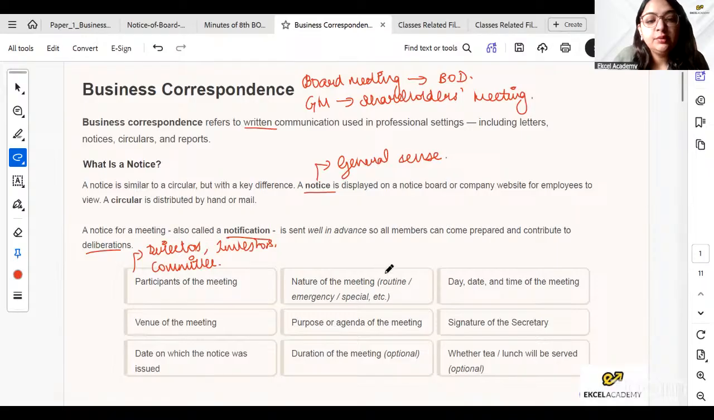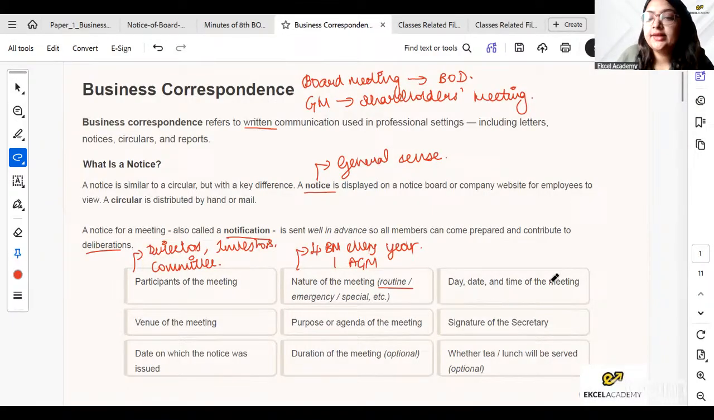Next, nature of the meeting. Is it routine? Is it emergency? Is it special? So what do you mean by routine meetings? In India, the Companies Act 2013 says that you need to hold four board meetings every year. Four board meetings every year need to be held by every company, and one AGM, that is annual general meeting. What is a general meeting? Your shareholders meeting, right? So if you are holding it to conform to these requirements of the Companies Act, then it is said to be a routine meeting. Emergency or special is something beyond routine that you want to discuss. That comes under your emergency or your special meeting.